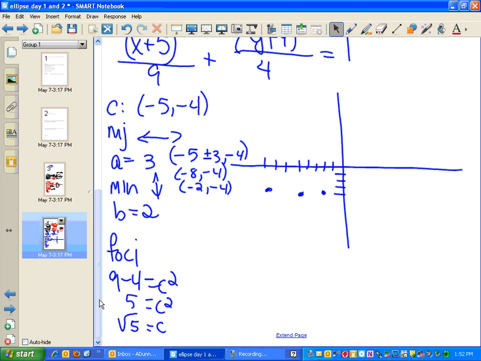And then our minor axis, that's an up and down movement. So that means the -5 stays there, but the -4 gets added and subtracted the 2. Are you with me? Is this making sense? So that means I get -5 and -6, or I get -5 and -2, because I'm going up and down 2 units.